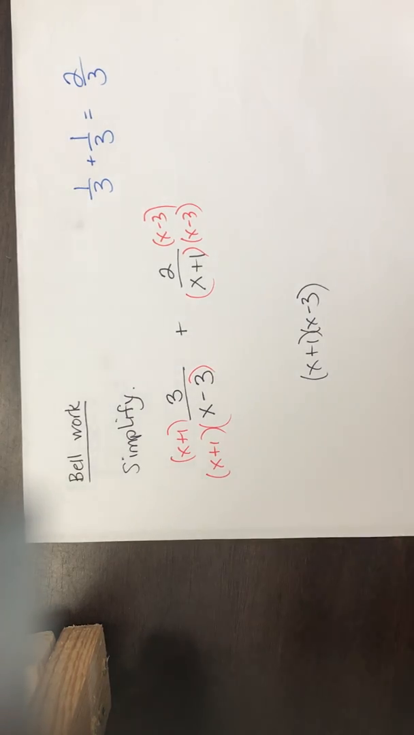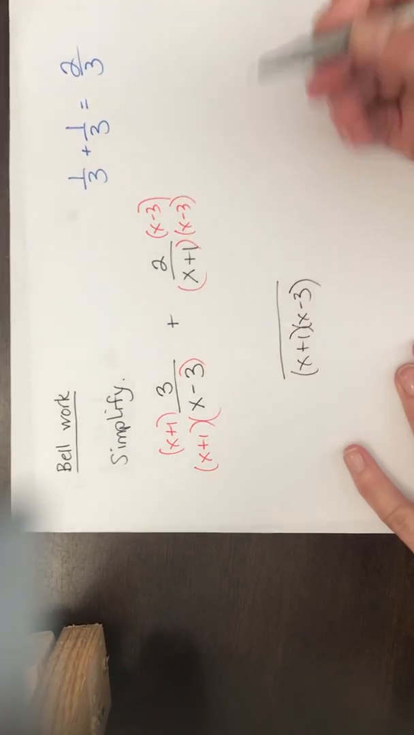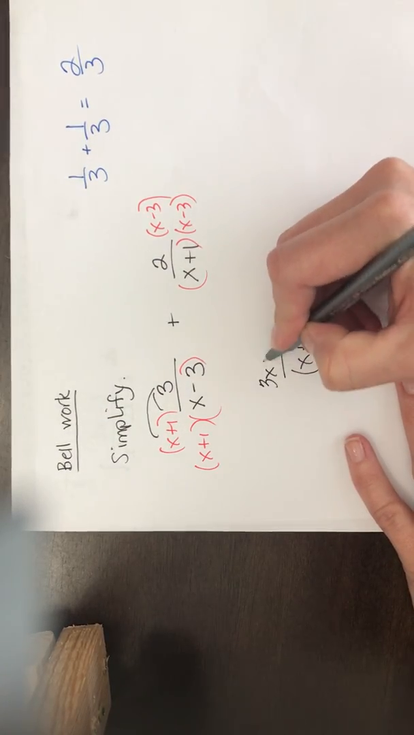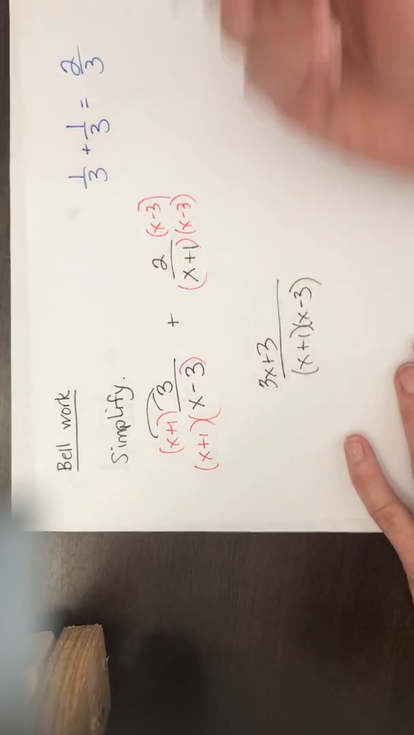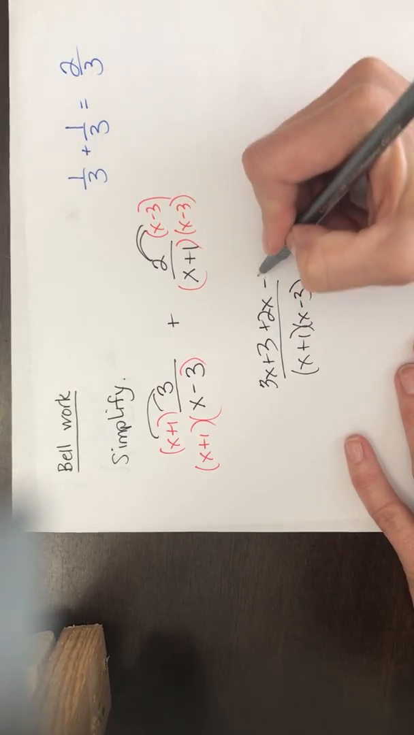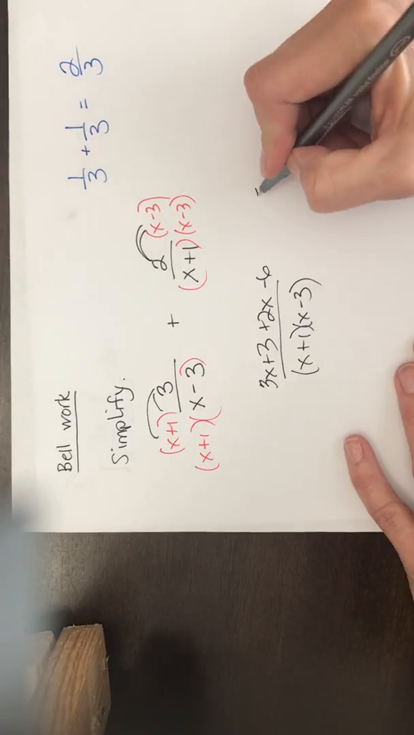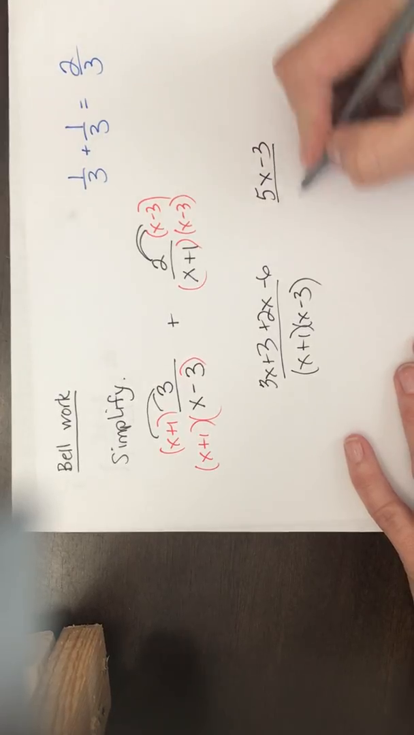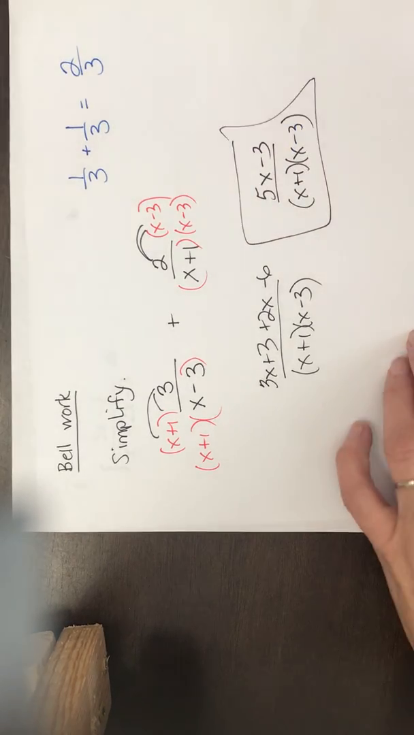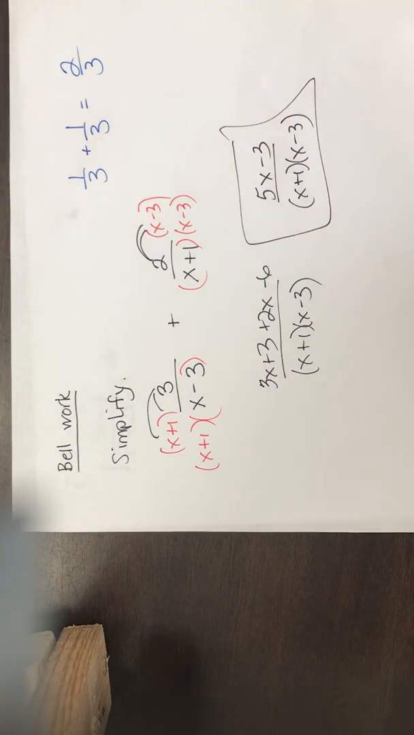Look out here. Okay, so we have the common denominator, and now just distribute. You get 3x plus 3. Be careful with that sign. That's a plus. This is a positive 2. 2x minus 6. And just combine like terms, and you would get 5x minus 3 over x plus 1, x minus 3. And that's it. Okay, so that's the order that we're used to doing things.